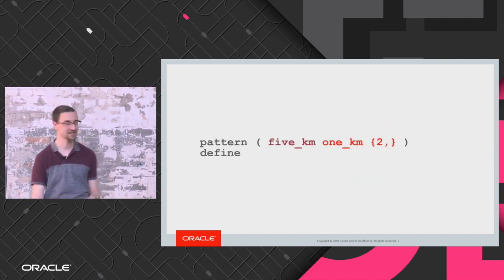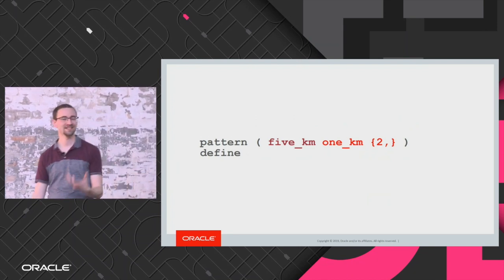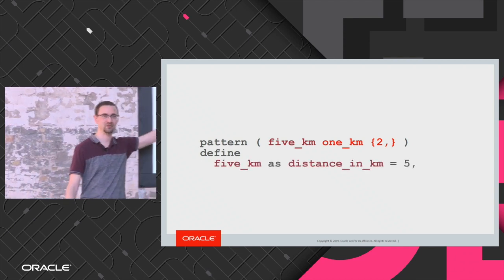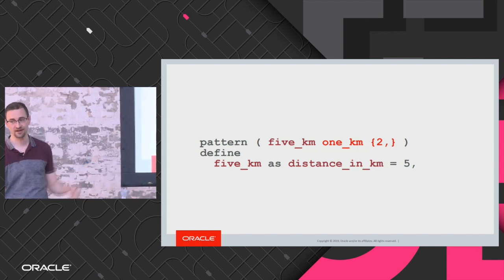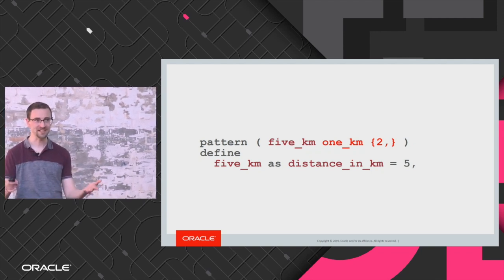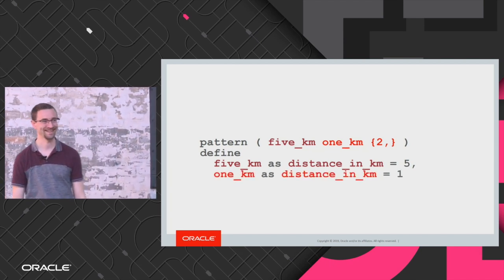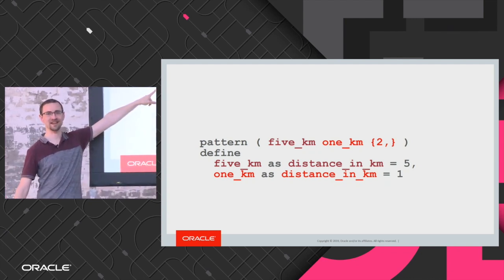So my pattern here is 5K followed by 2 or more 1K, so that's the pattern. What is the definition of these pattern variables? Well, 5K, we're just saying the distance equals 5. We don't have to use any of that fancy previous or sums and so on. You can just look at values in the columns. So that's our 5K. How do we define our 1K? Well, we're looking for rows where the distance equals 1K, distance equals 1, okay? However, these both need to fall within 7 days of that.